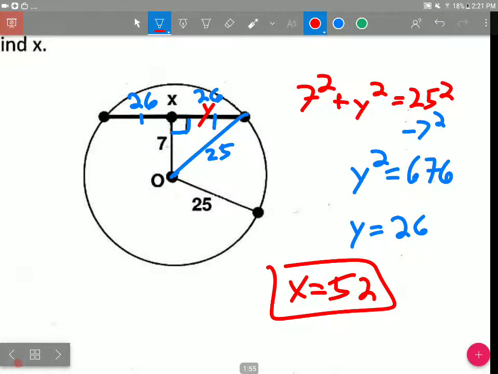All right? I guarantee you will see a problem like this. Now, they may give you the diameter instead. Say, hey, the diameter is 50, which means you have to come up with the radius. Or they may give you this and say, hey, the radius is 25, but that distance right there is 18. So you've got to figure out the other one's 7, that sort of thing. But you can do that.